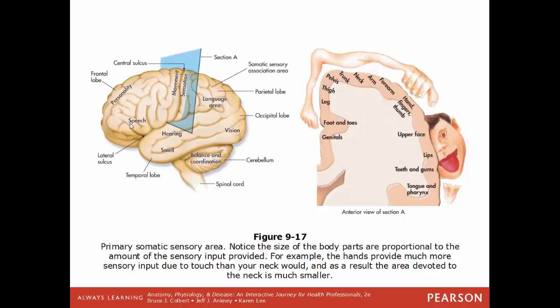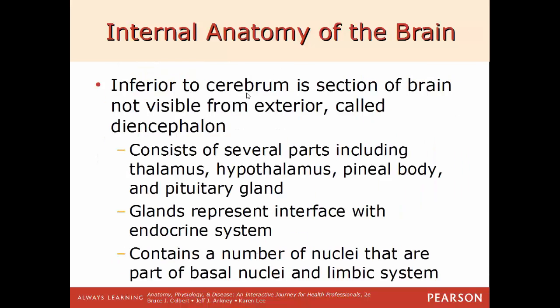Now, frontal lobe, personality and speech. Temporal lobe, hearing and smelling. Occipital lobe, vision. Cerebellum, balance and coordination. Parietal lobe, language area. Right, inferior to the cerebrum is a section of the brain that's not visible from the external view. It's called the diencephalon.